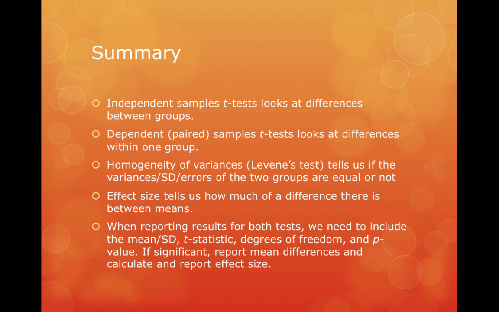And whenever we're reporting our results for both independent samples t-tests and dependent samples t-tests, we need to include the mean and standard deviation for both groups or both time points, our t-statistic, our degrees of freedom, and our p-value if it's SPSS, or our alpha level if it's hand calculation. If significant, then you report your mean differences and also calculate and report your effect size.